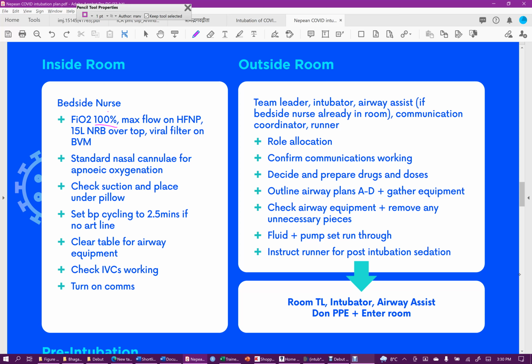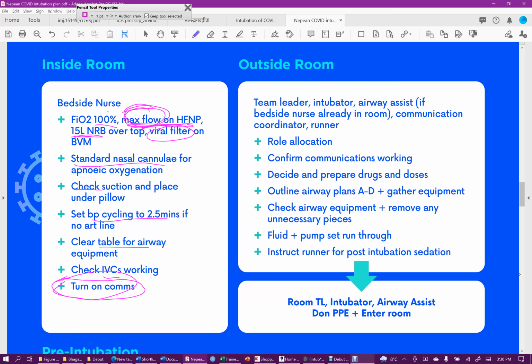Everybody is going to get 100% oxygen. The maximum flow will be 50 liters or so, or a maximum of 15 liters on a non-rebreather, and attach a viral filter. So that's one difference. Again, for prevention of aerosolization, standard nasal cannula if you're going to do apneic oxygenation, so there's no difference at all. Check the suction, BP cycling, clear the table for airway equipment, check IVC, turn on communication, because there are 2 teams, one inside, one outside. So just this and this are the differences.